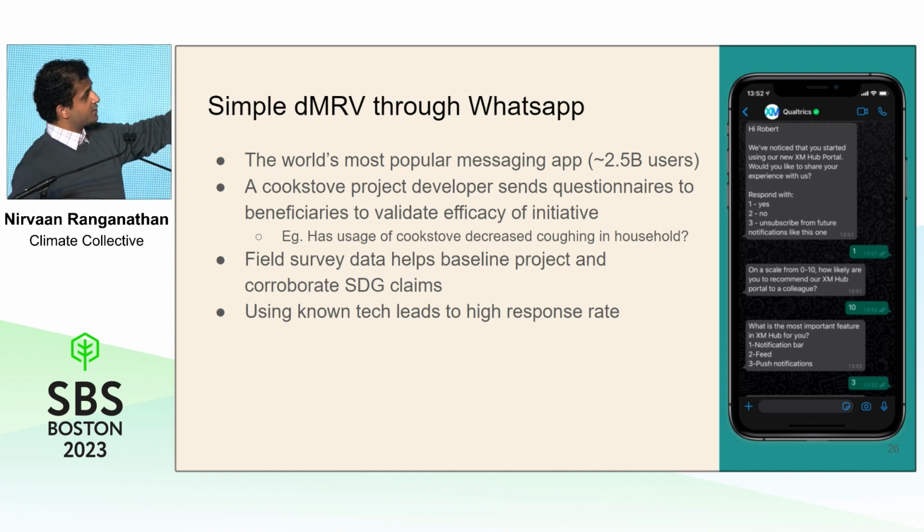So for instance, the screenshot I've put on the right is from Qualtrics, one of the renowned survey software that's used by a lot of universities and institutions. I know a project developer, for instance, who manages a cook stove project and is connected to about 500,000 beneficiaries on WhatsApp and asks them questions such as, hey, has the usage of the cook stove decreased your coughing in the household? This is qualitative but very important data to baseline the project and some of the methodologies, but also corroborate some of the SDG claims that the project developer is offering to the market.